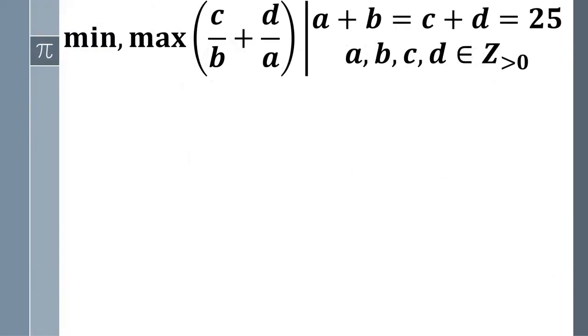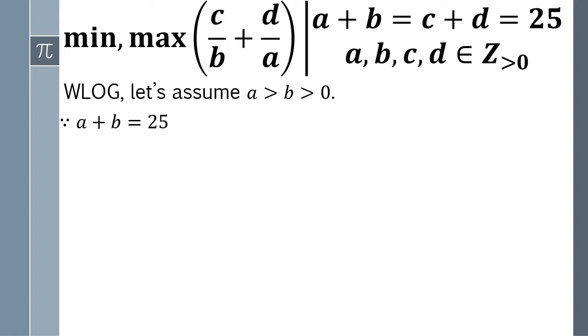Before I go ahead, I notice that A and B are two interchangeable parameters in this question. If A and B are switched, it does not affect the result. So, without loss of generality, I assume A is the larger one between A and B. Since A plus B equals 25, it's easy to find out that A is between 13 and 24.